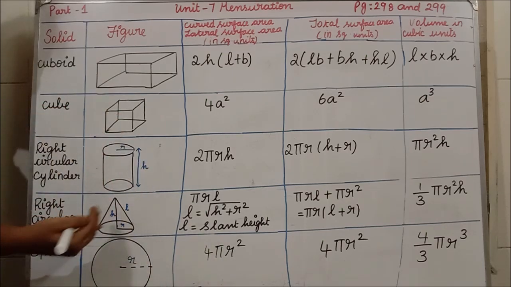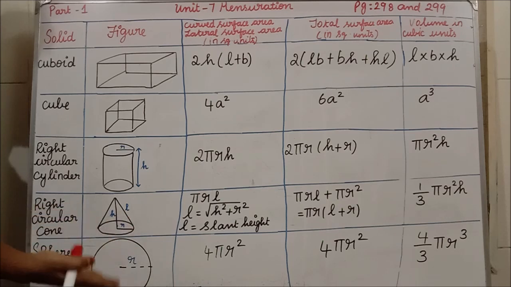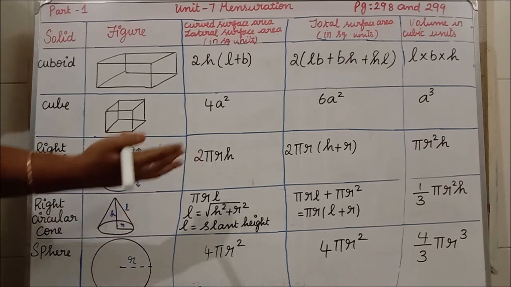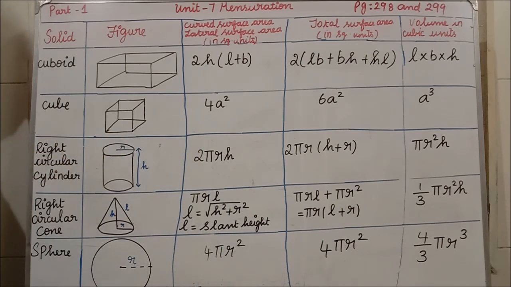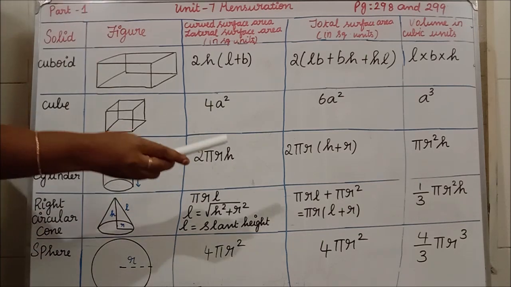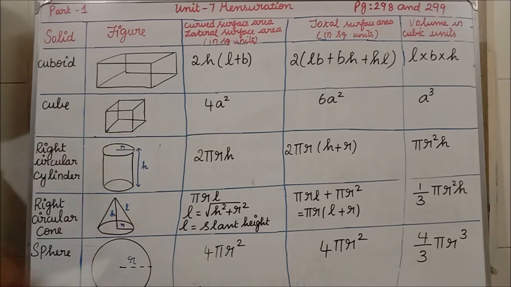Okay, curved surface area and total surface area are the same in the sphere, isn't it? So for both, we have 4 pi r square only. Volume of the sphere is 4 by 3 pi r cube.